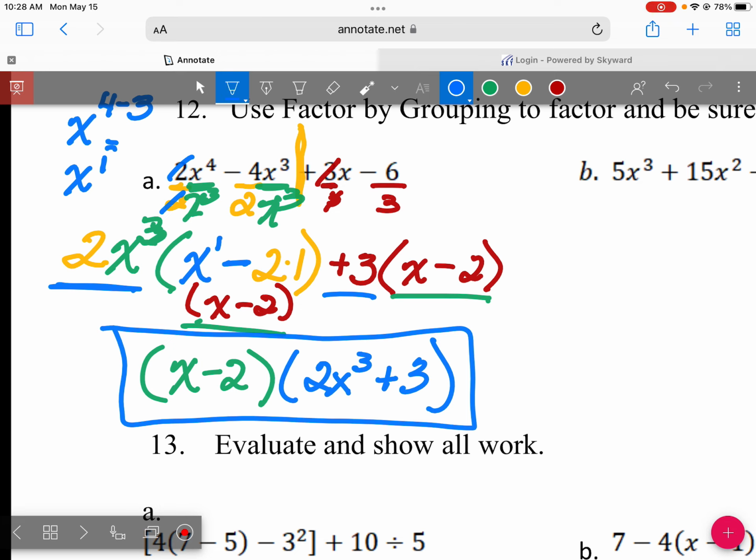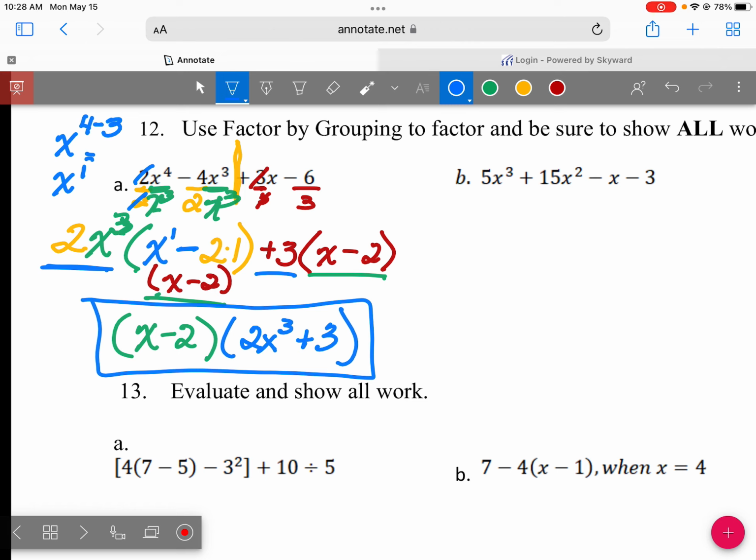So factor by grouping is essentially look at the first two terms, look at the last two, and try to find a GCF, and then later try to find and factor that new GCF out front again.